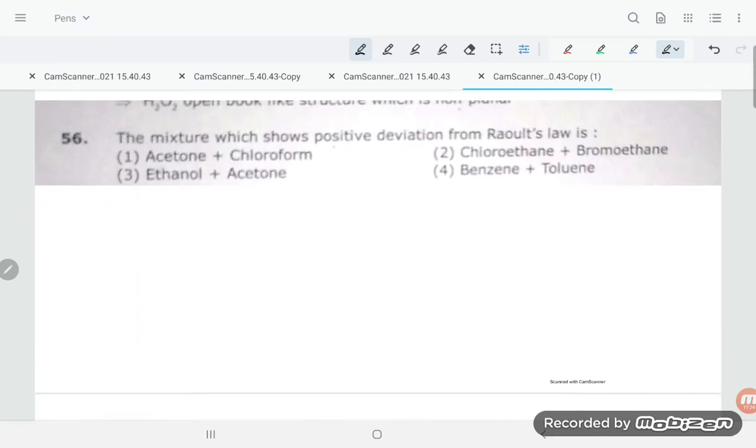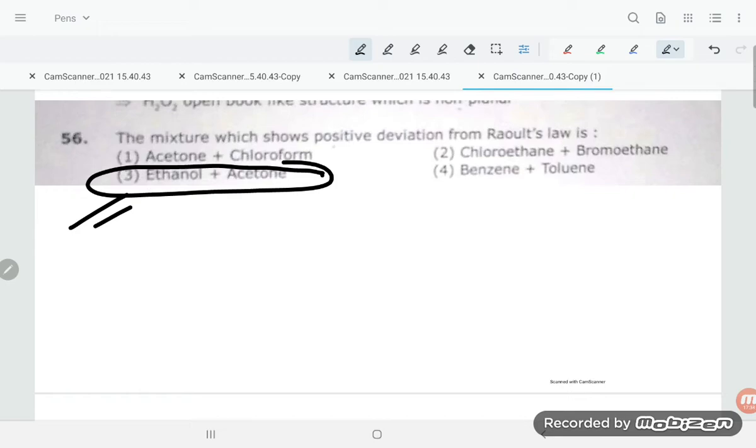Question number 56. The mixture which shows positive deviation from Raoult's law. So ethanol and acetone show positive deviation from Raoult's law, because when you add acetone to ethanol, some of the hydrogen bonding gets split, student. That is why they show positive deviation. So acetone and ethanol show positive deviation from Raoult's law.